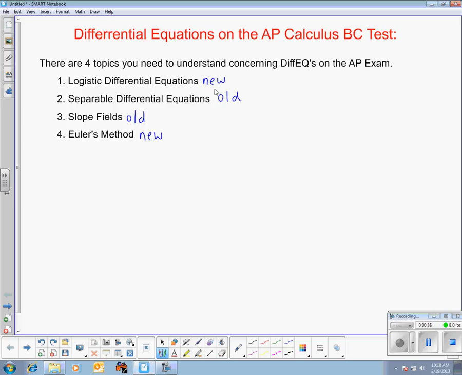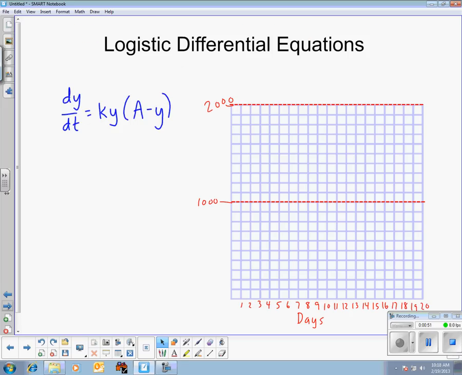So along the way, I've been telling you there's a few topics that we haven't learned. Number 1 and number 4 are those topics, and once we get through those, you'll know everything you need to know for the test day. So let's start today with logistic differential equations.